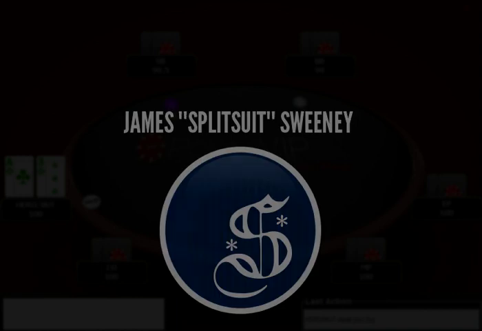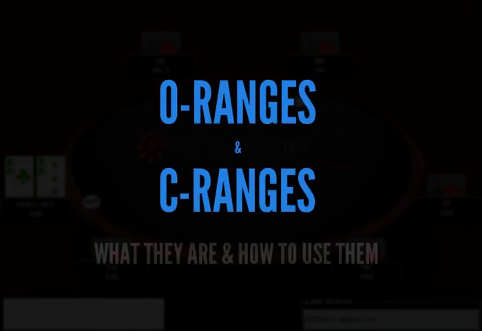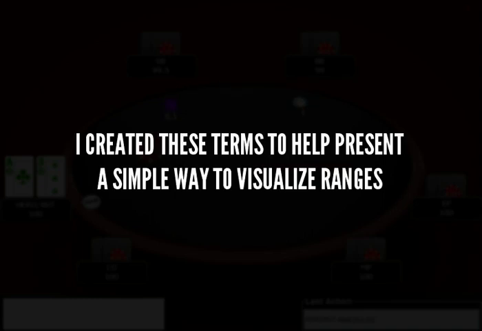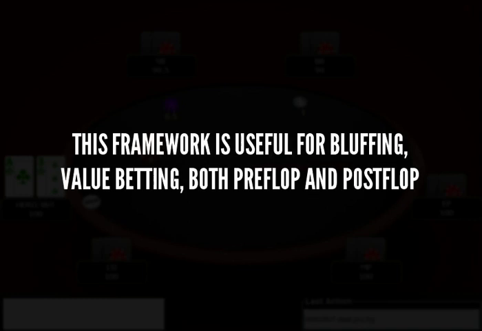This video is going to be all about O ranges and C ranges. For those of you that don't know what those are, these are terms that I created when I wrote my first book, Dynamic Full Ring Poker. The reason I created these is because it's a nice way to visually look at ranges and quickly determine whether you can bluff well, value bet well, and it ultimately gives you a nice starter framework for looking at hand reading and range reading all together.